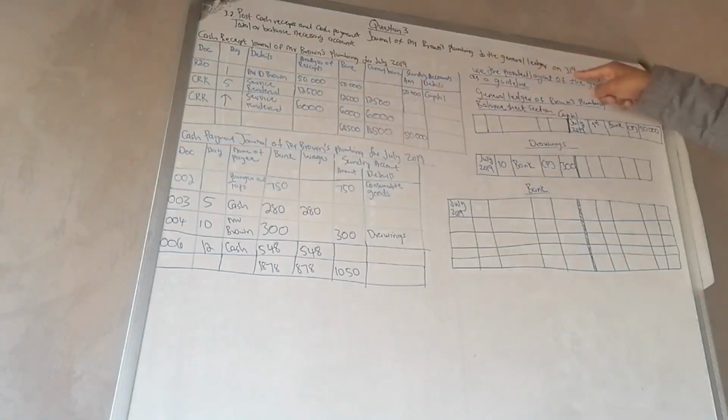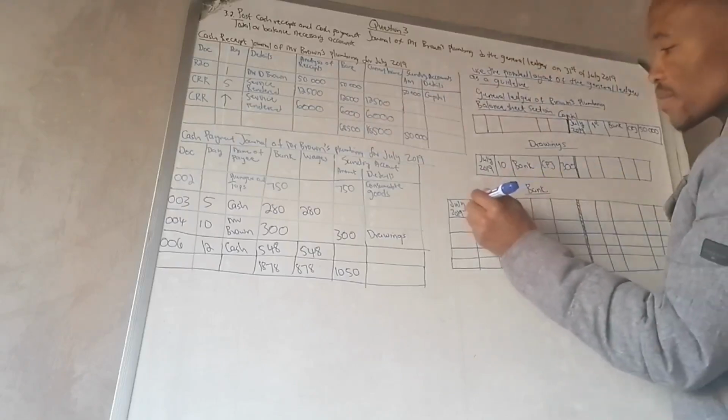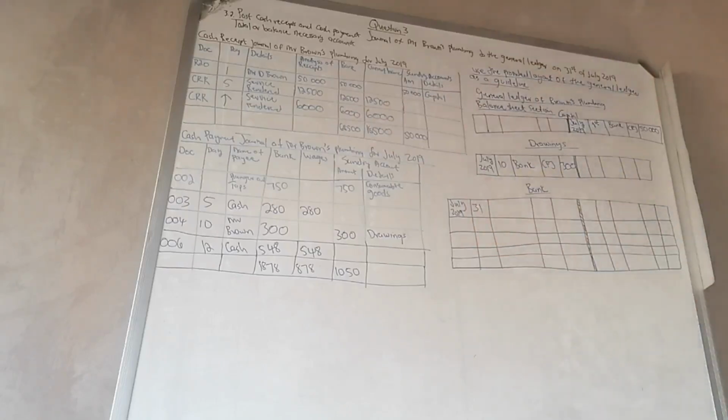So the last day when the sheet was balanced, it was on the 31st. Okay. So what is this amount? This amount here, 68,500.